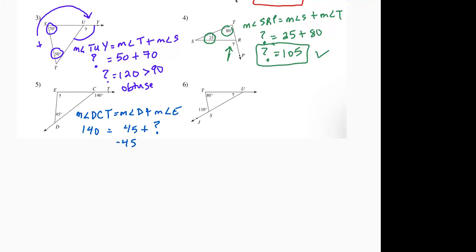So my question mark is going to be 140 minus 45. So I get my calculator. It should be under 100. And sure enough, it is 95.